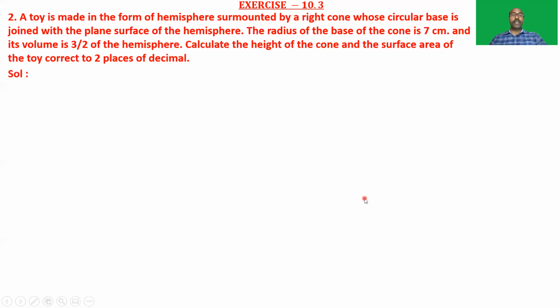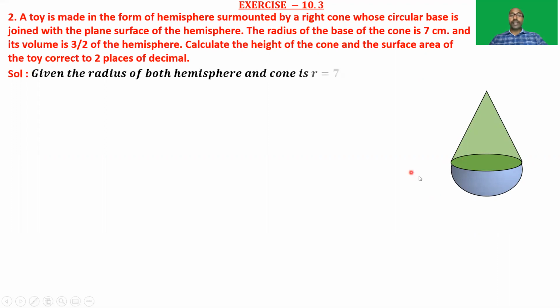So here the toy is in the form of a cone surmounted by a hemisphere. Now it is given that the radius of both hemisphere and cone is 7 centimeter. The radius of the base of the cone is 7 centimeter, so the radius of the hemisphere is also 7 centimeter as they are attached together.